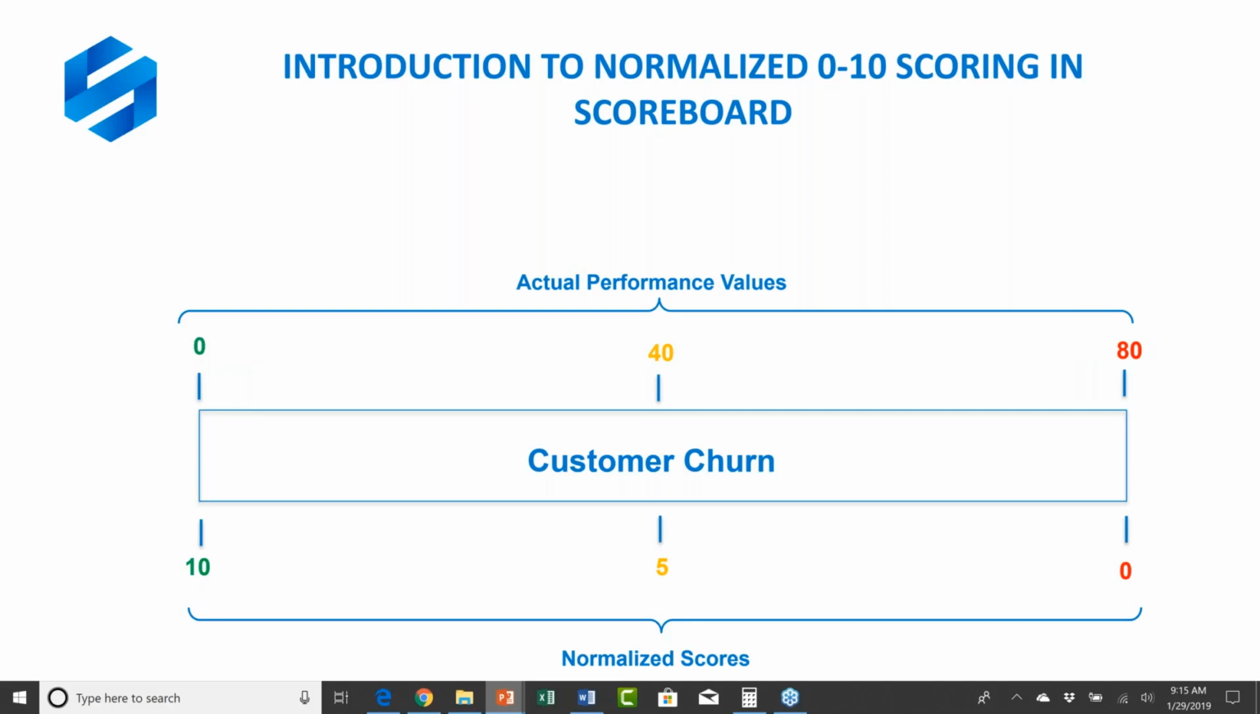Another example might be customer churn, where it's sort of the polar opposite, the flip-flop of whether big numbers are good versus small numbers bad that we saw in the sales revenue. So in customer churn, it'd be great if we lost 0 customers. So that would be associated or aligned with a normalized score of 10. If we lose 80 customers, that's terrible. So that would be aligned or associated with a normalized score of 0. And again, the whole spectrum in between 0 and 10 would be tied to actual churn numbers between 0 and 80.